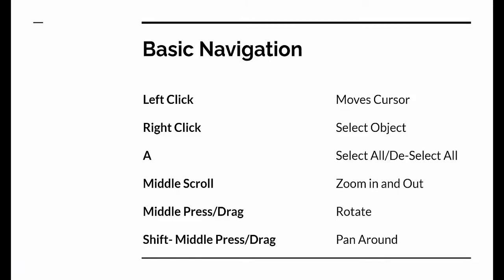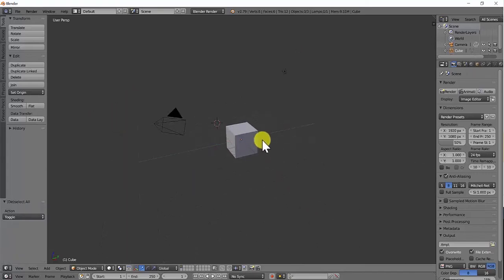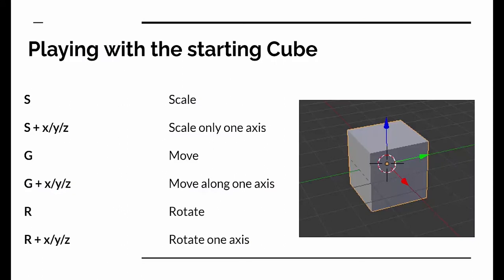Let's talk about basic navigation. Left click in Blender actually moves the cursor around, and right click is the one to select. Tap A to select all or deselect all. Middle scroll zooms in and out. Middle press drag rotates. And shift middle press drag is to pan. Having a mouse is very important for Blender.